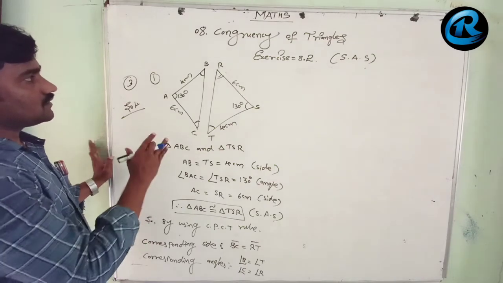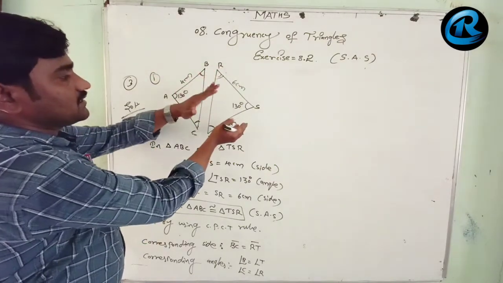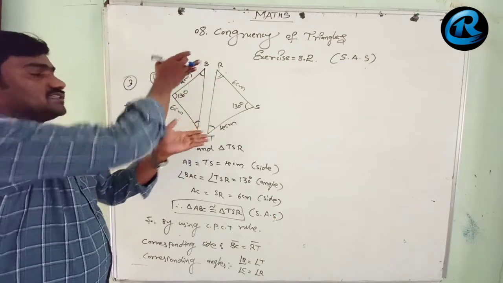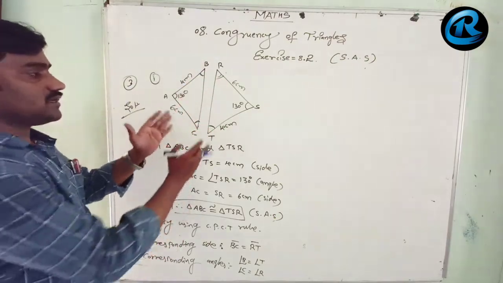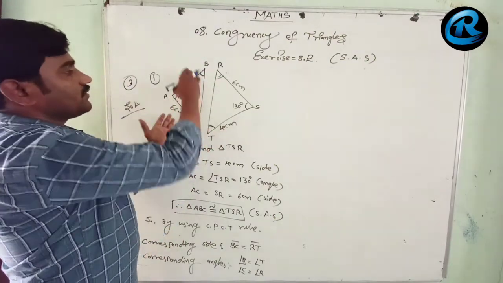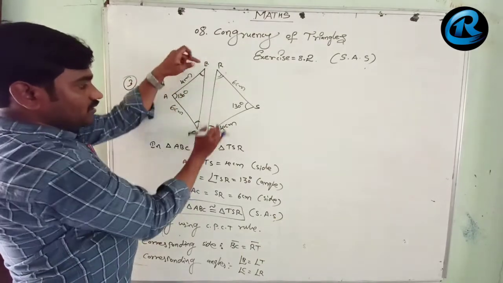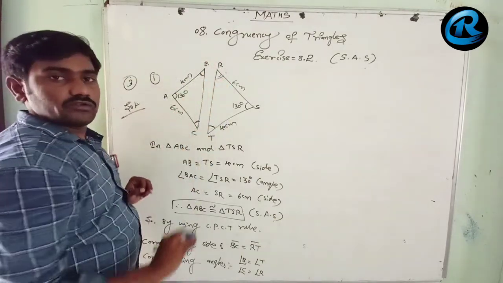Yes. So when you replace like this, see, this triangle you replace on this. It's a mirror reflection image. You just replace this triangle on this. So angle B is equal to angle T, angle C is equal to angle R, you get.